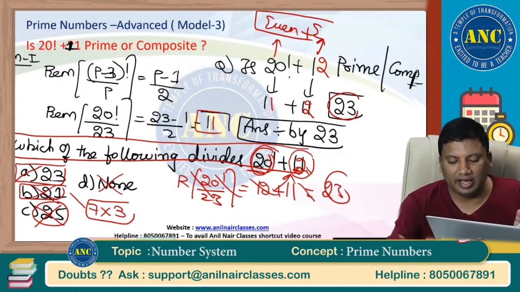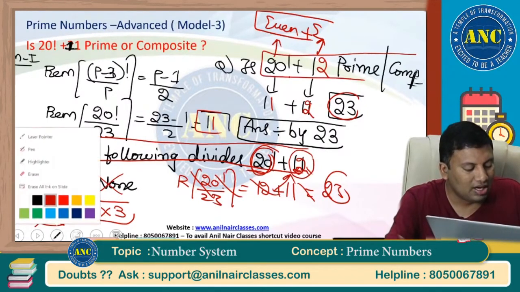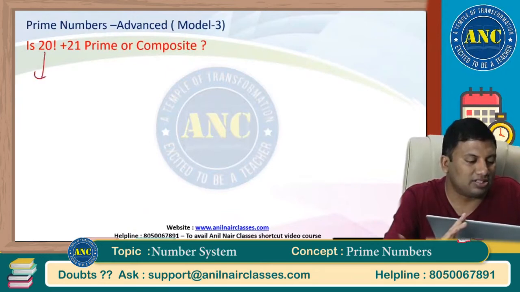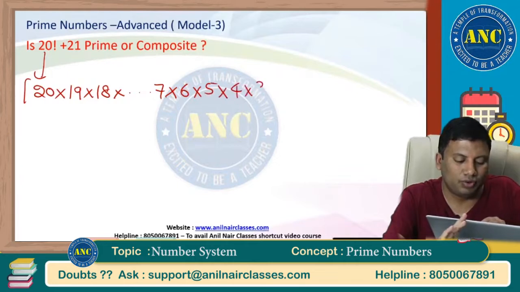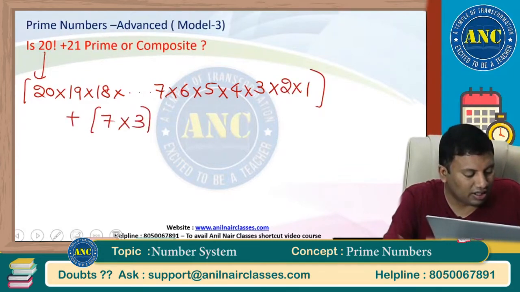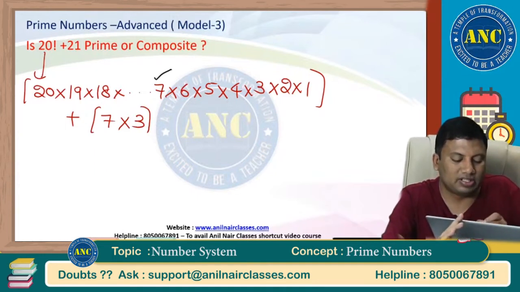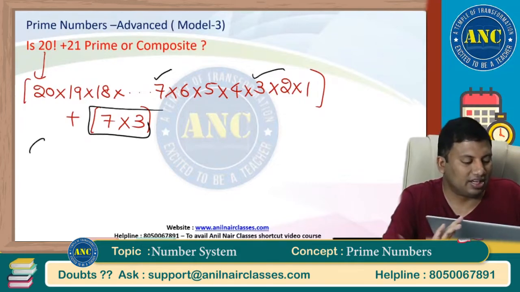I hope the idea is clear. The question is 20 factorial plus 12. In case you want to use Wilson's theorem, you can use it. Otherwise, 20 factorial is 20 into 19 into 18 and so on up to 7 into 6 into 5 into 4 into 3 into 2 into 1 plus 21, it is 7 into 3. Now in 20 factorial, 7 is already present, 3 is already present. The answer 21 also has 7 and 3. So it is composite.